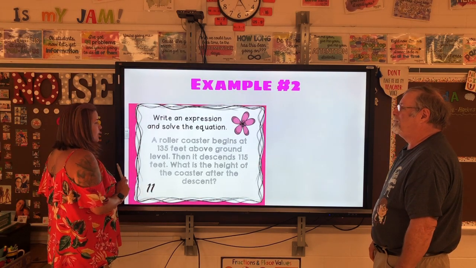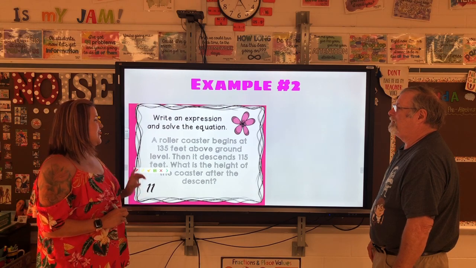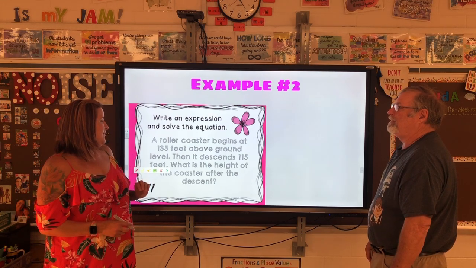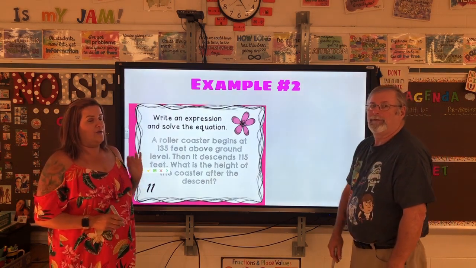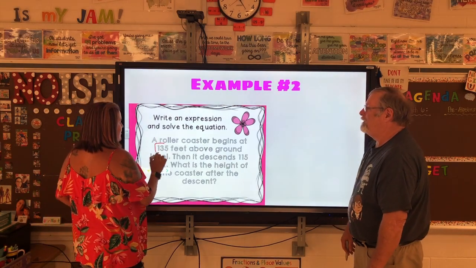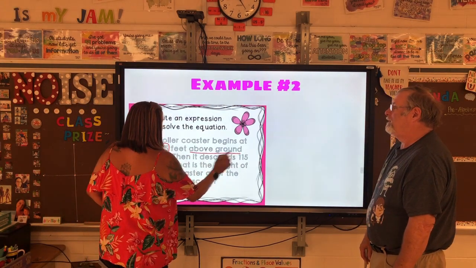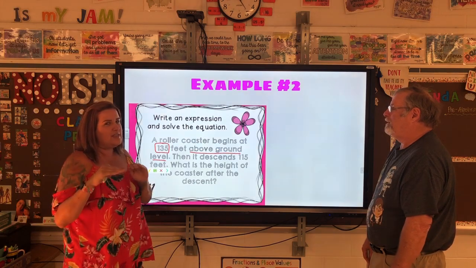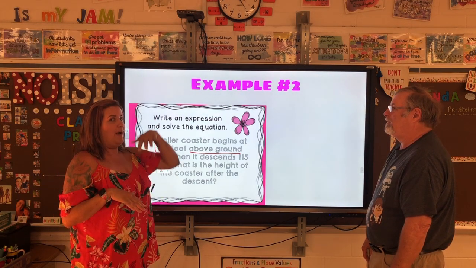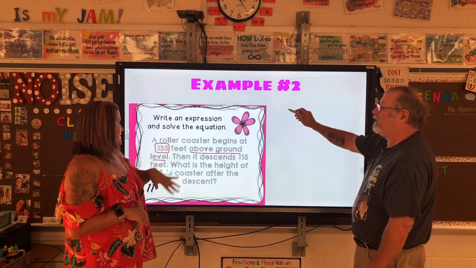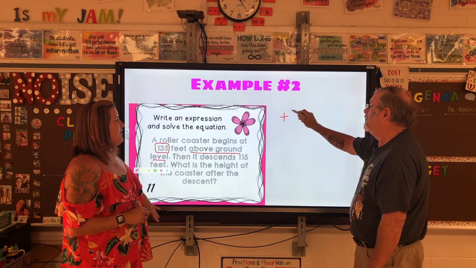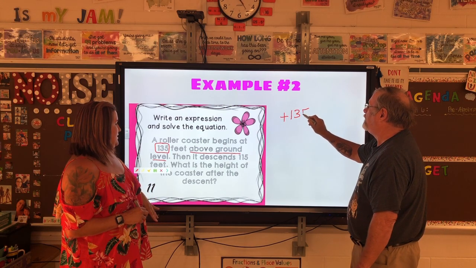All right, I'll tackle the next problem. It says a roller coaster begins at 135 feet above ground level. So I'm 135 above ground level. Ground level would be like 0, so I'm positive above that. Can I write that for you? Sure, a positive 135.